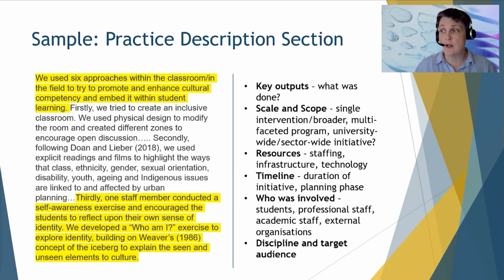Again, a professional paper would also talk a little bit about resources. You know, were there any particular infrastructure requirements or technologies that you used or staff expertise that was part of the delivery and the design of your initiatives? Other things to focus on is timelines. You know, was this a one-off initiative? Is this something you delivered in a scaffolded, multi-pronged way several times? I've already talked about the who was involved.